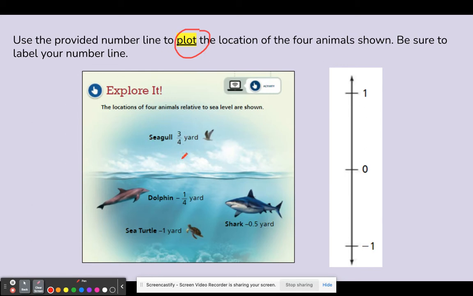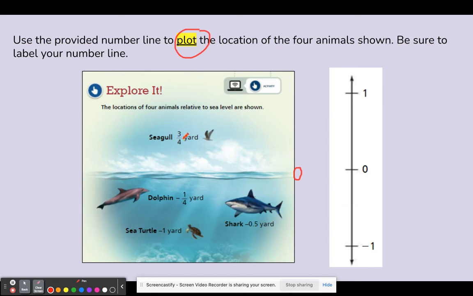Because my seagull, who's flying above sea level, remember sea level 0, is flying at a positive 3/4 of a yard. I can't just come over here and put a dot on 3/4 because there's no tick mark there. And you can't just estimate. You have to create your tick marks. So I'm going to show you how to do that.